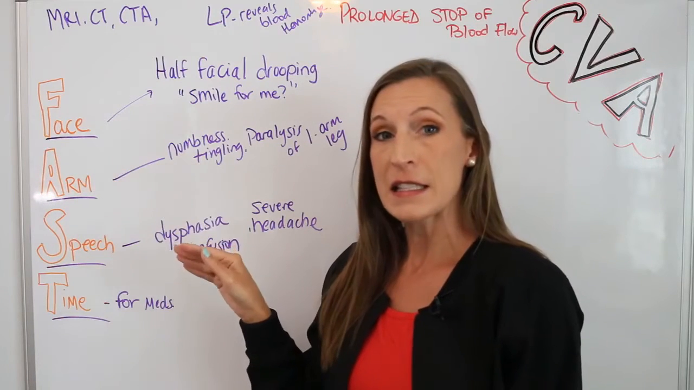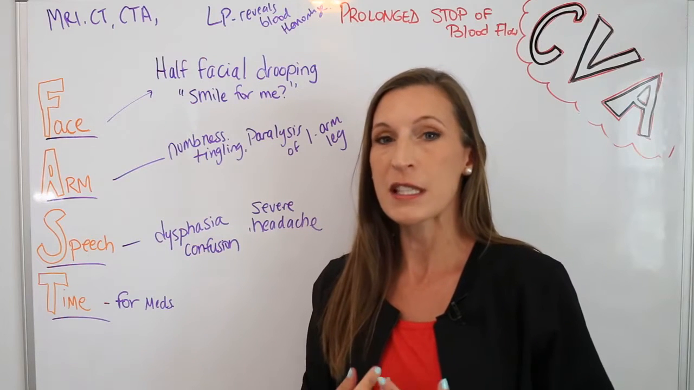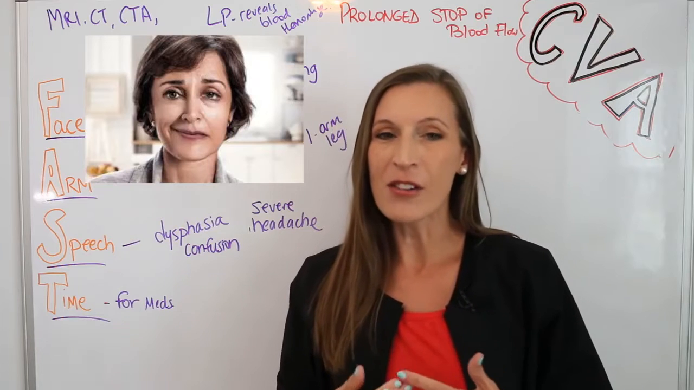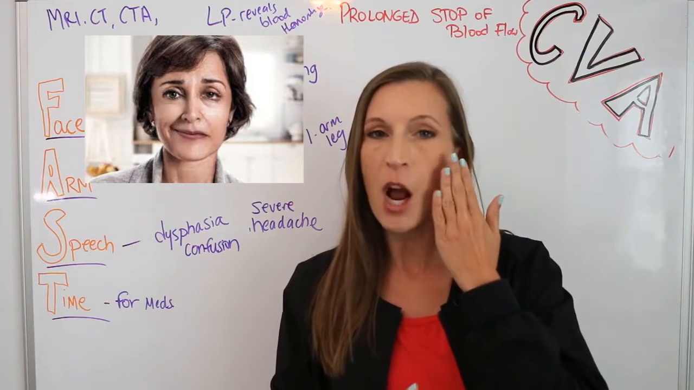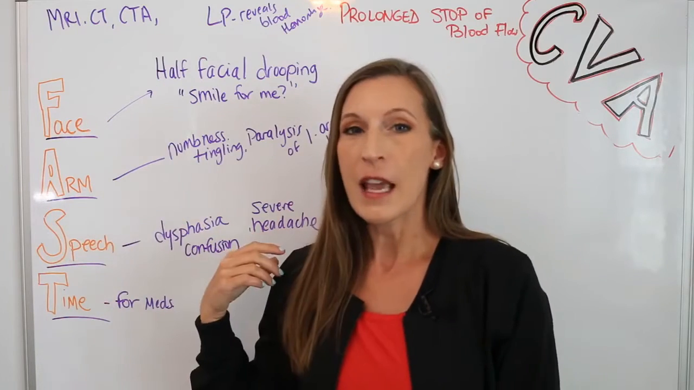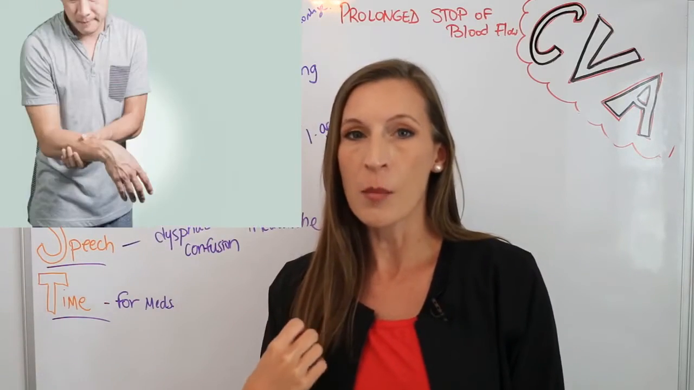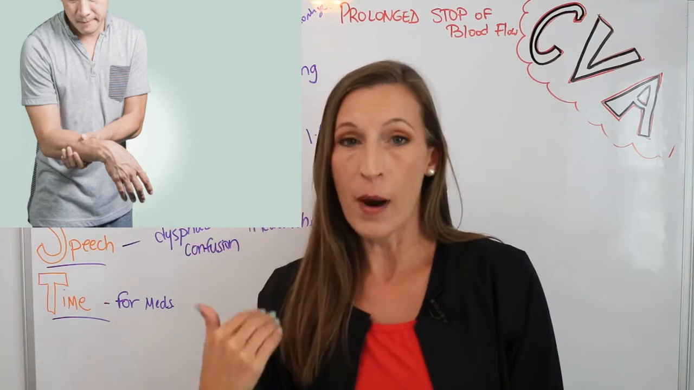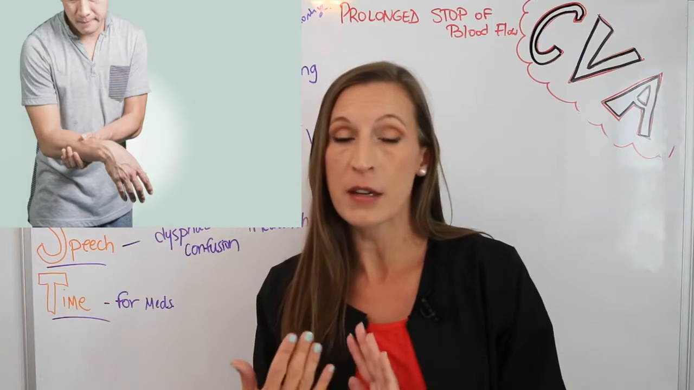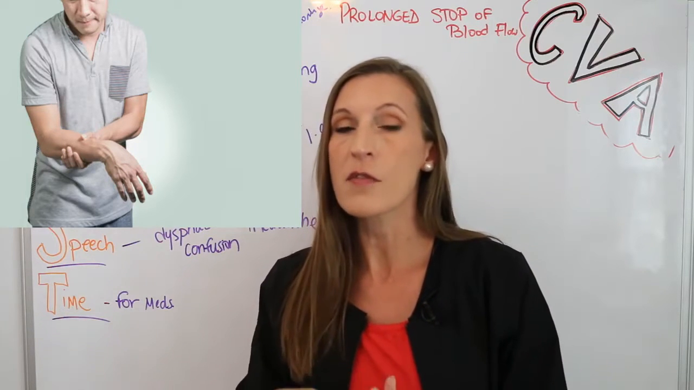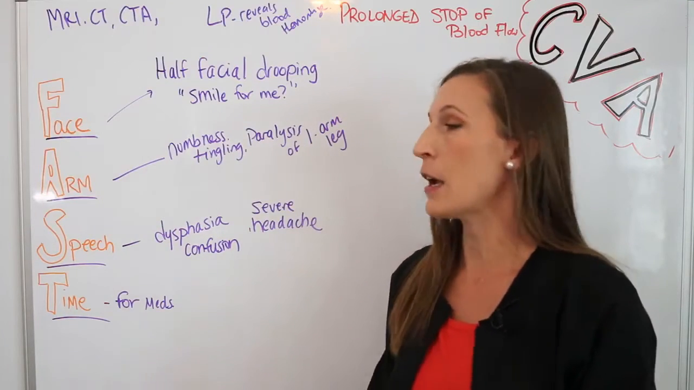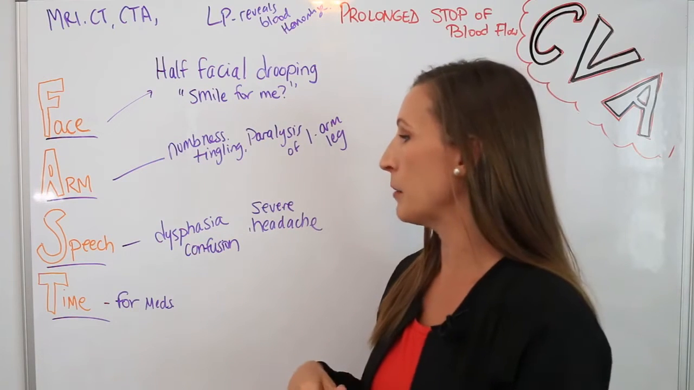F stands for face, and what we want to look at is facial expression. Ask the patient, can you smile for me? If they smile, one side of their face will be droopy and not participating in the facial expressions. The next one is arm. They can have one-sided arm or arm and leg paralysis on just one side. It can be paralysis or just numbness and tingling, paresthesia. Paresthesia is another word for numbness and tingling. So they can have just that, or it can be just arm and leg, or one half of their body.